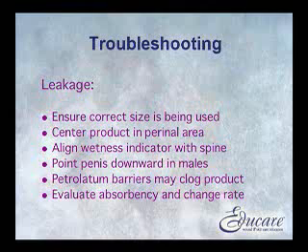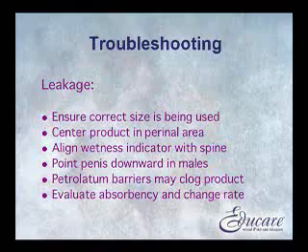If the resident is experiencing leakage, make sure the correct size of product is being used based on the resident's measurements of hips or thighs, whichever is the largest measurement. Center the product correctly in the perineal area and align the wetness indicator with the resident's spinal column. In male residents, make sure that the penis is pointed downward for proper containment. Assess excessive use of petrolatum barriers, such as A&D ointment or Vaseline, which may actually clog the product. Consider dimethicone or silicone-based barriers instead.